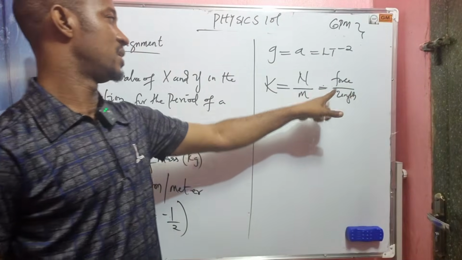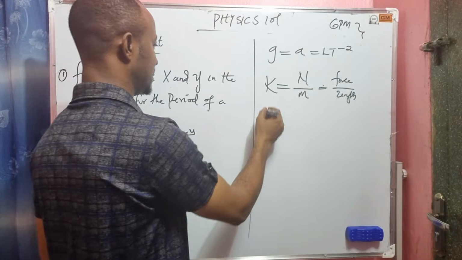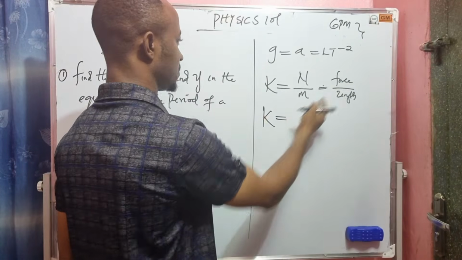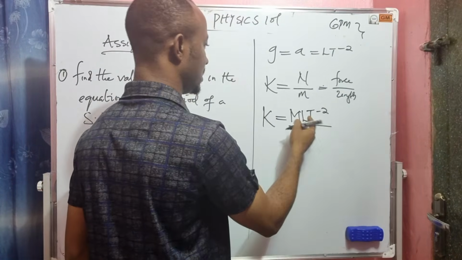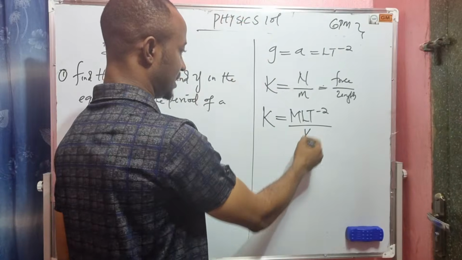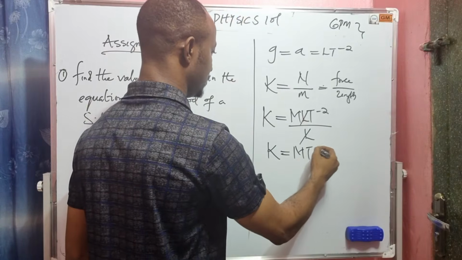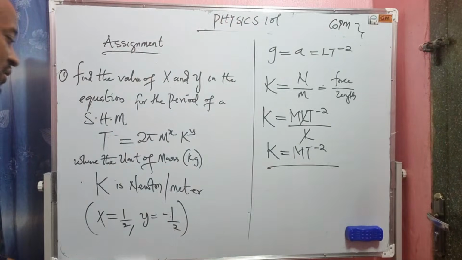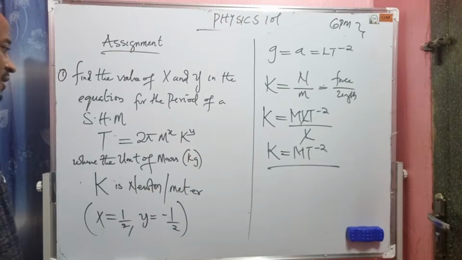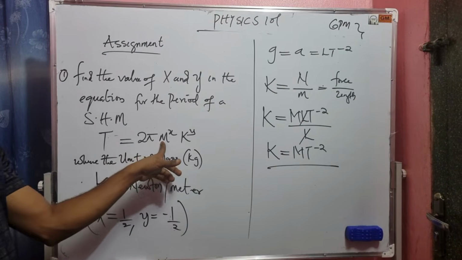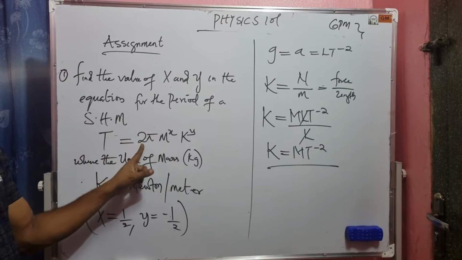So what do we do? We find the dimension of k using force over length. Let me just assist you here so you can easily solve it. Force is going to give me MLT^-2 divided by length, which is L. So length cancels length, and the dimension for k becomes MT^-2. So what you're going to use to represent k is this. The dimension for mass is capital letter M. Don't forget, the dimension for 2π is 1 because 2π is a constant.